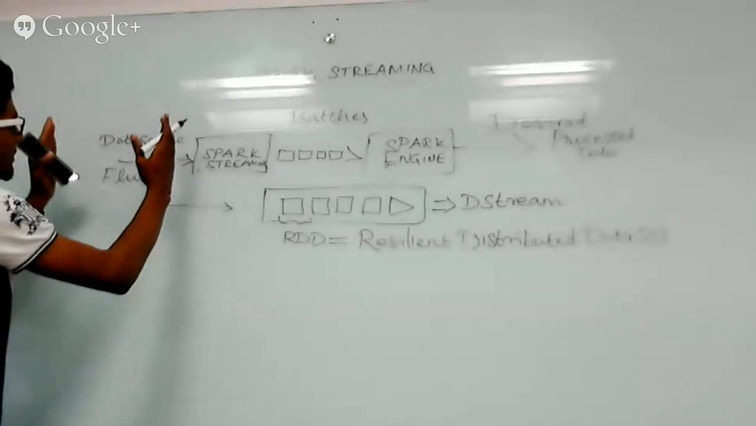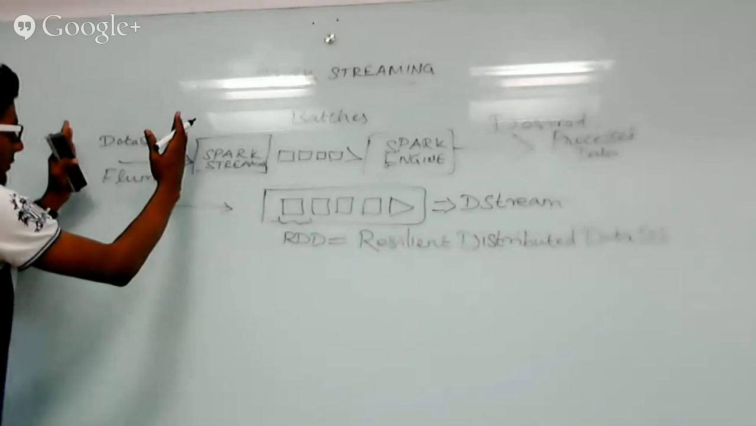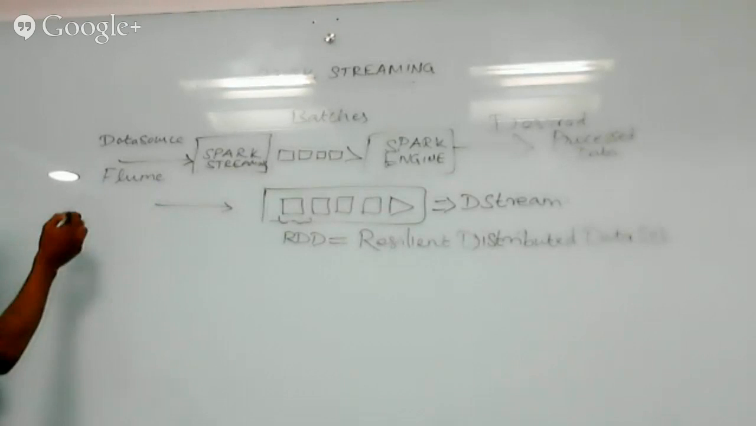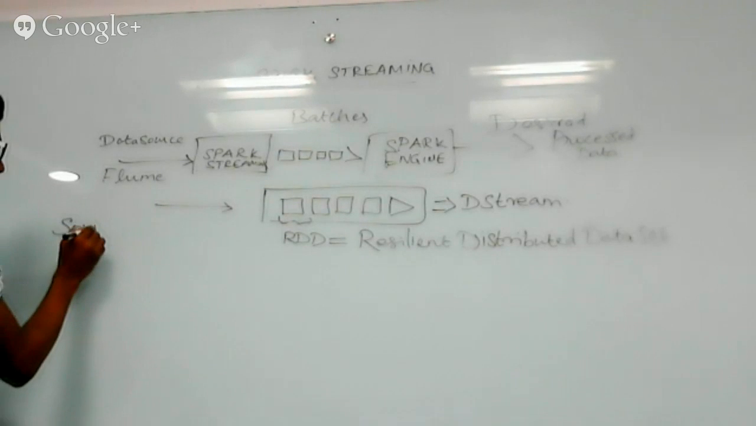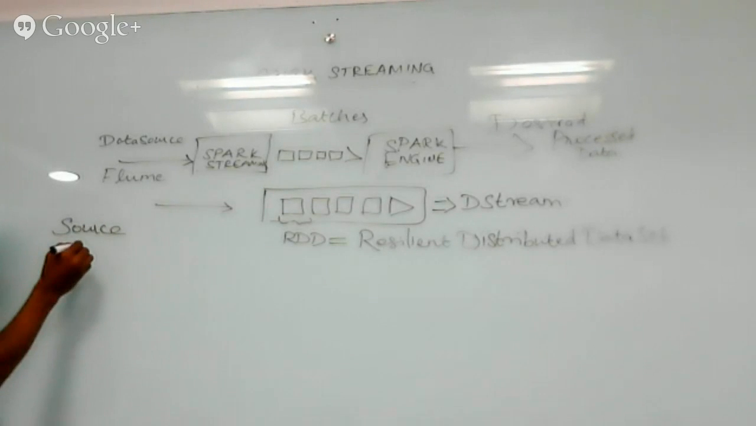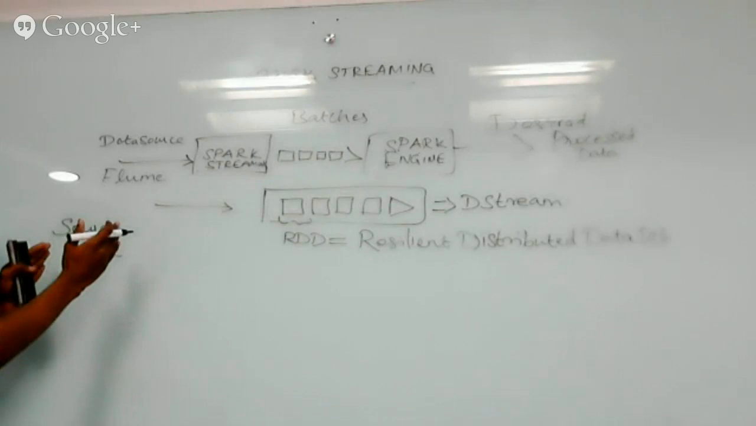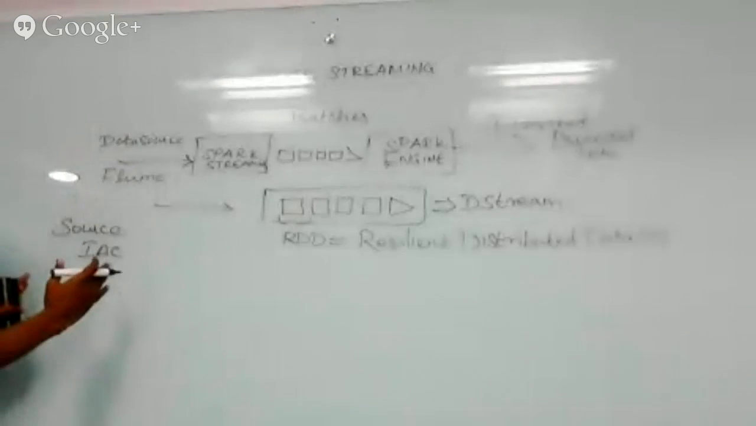So what happens is, as soon as your data source is coming, it will be stored in your HDFS cluster, right? So that will be your source. For example, your source file is like IAC. IAC is your source directory where all your data, that is your log data, is stored.